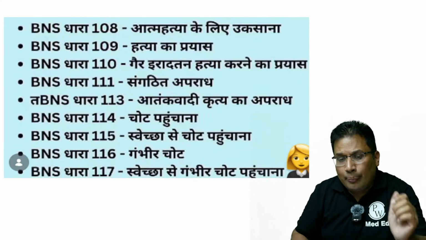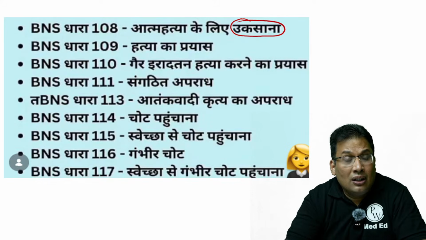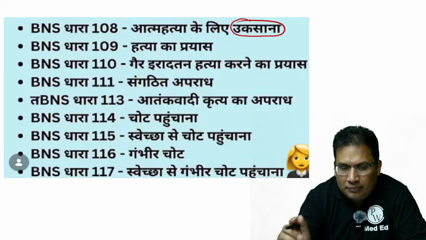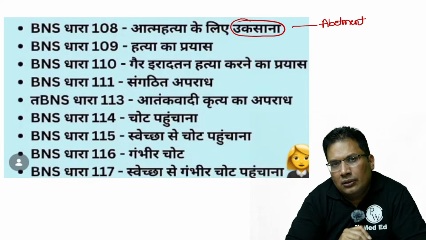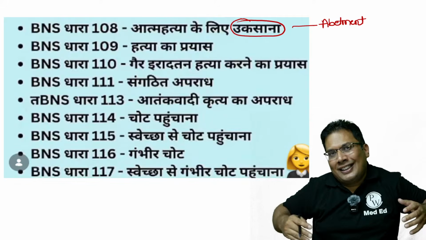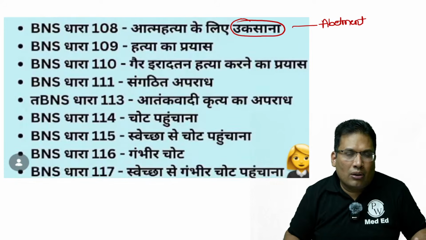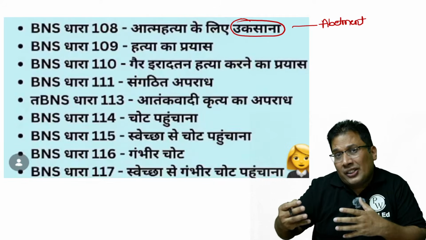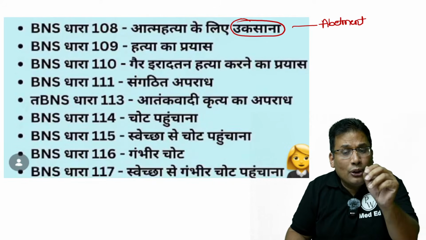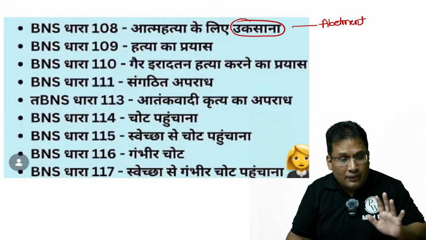108 याद रखना, आत्महत्या के लिए उकसाना. आत्महत्या, abatement for suicide. So abatement, like doing psychological torture or some comments, bad comments. So that can lead to depression and death of the male or female. Abatement to suicide, basically that is 108. So again the punishment is minimum 10 years.